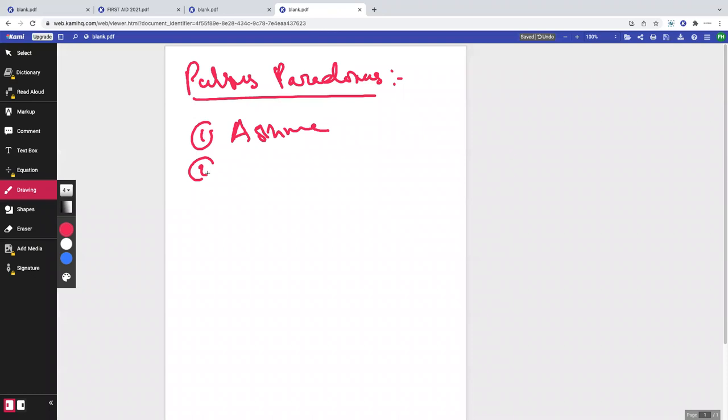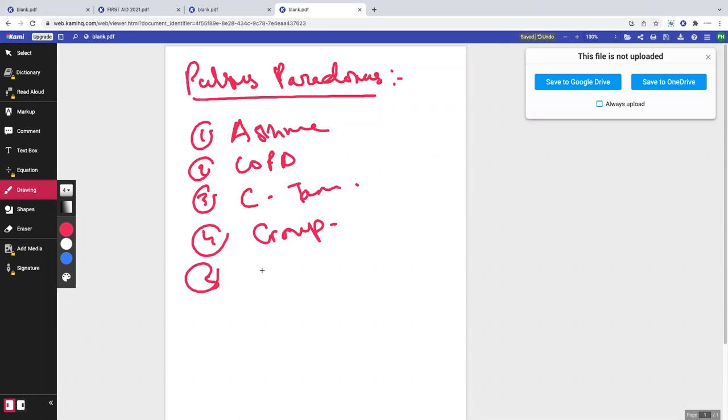Next one is, what are some of the other diseases where we see pulsus paradoxus? Number one is, very good, thank you so much, asthma. Does anyone have any other idea? Asthma, then if asthma, COPD should also be there, right? And then what else? Cardiac tamponade. We just talked about it. Okay. There's another disease called croup. Very good. Another one is obstructive sleep apnea. So these are the five diseases where we see pulsus paradoxus. Okay. Are we clear, everyone? Yes or no?